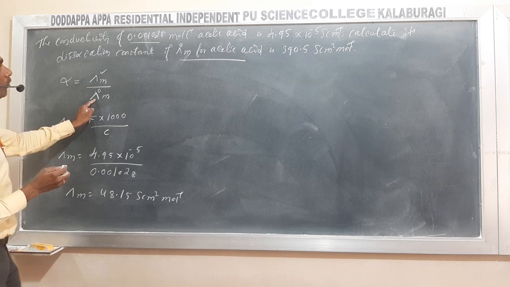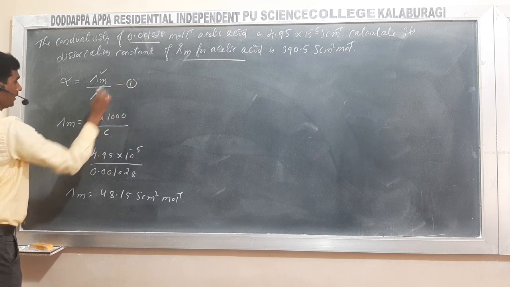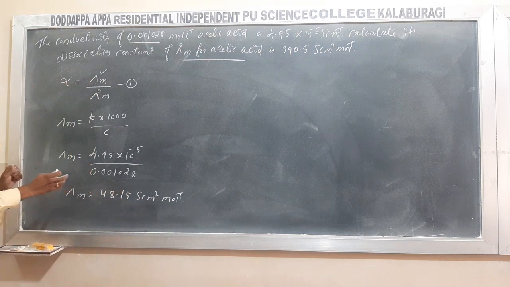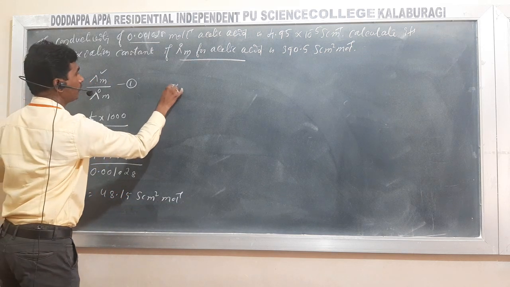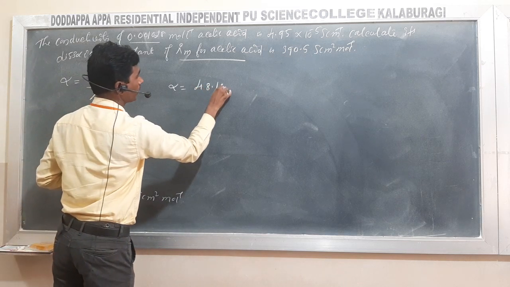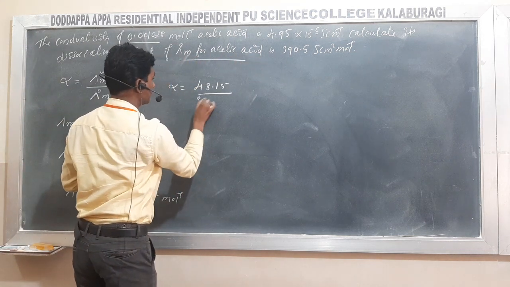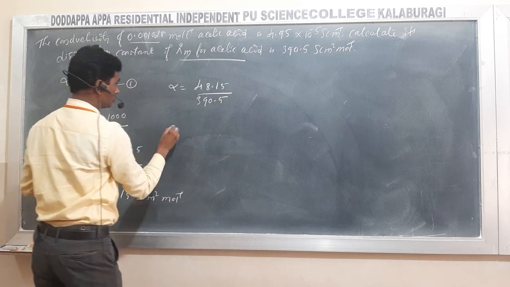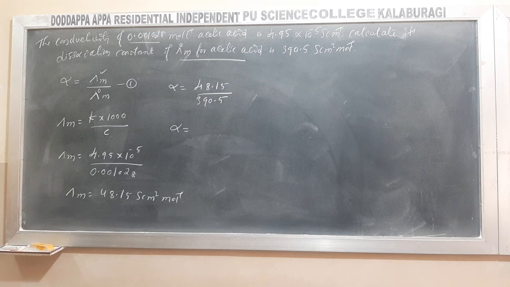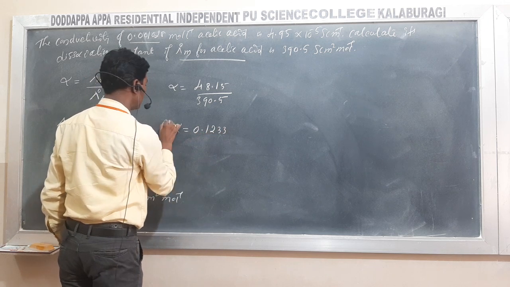Next, the limiting molar conductivity is already given. So then you have to substitute lambda m in equation 1 and lambda naught m for acetic acid, 390.5, in equation 1. So the degree of dissociation alpha is equal to, what is the molar conductivity? The molar conductivity is 48.15. What is the lambda naught for acetic acid? It is 390.5. So now alpha is equal to 48.15 divided by 390.5. So we can get 0.1233.